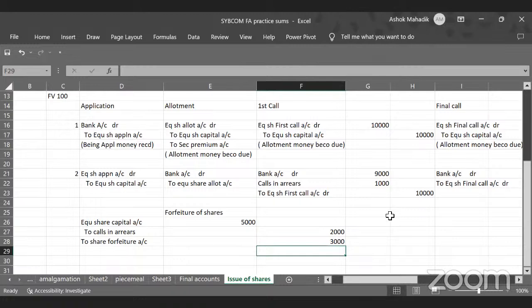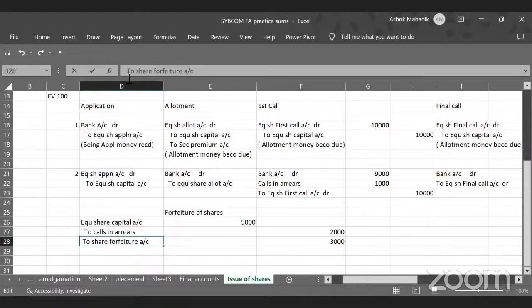So when a share is forfeited, very simple. Debit share capital account. Share capital is always credit in all the entries, but when a share is cancelled, we have to cancel that capital, so we are debiting it. Clear? Very simple logic. Calls in arrears were on the debit side because we had to receive them. We have to recover those. Debit indicates asset. So we had to collect that 1,000 rupees plus 1,000 on the second call. But when we cancel it, do we retain any right to recover those? No. So we have to now cancel that right of calls in arrears. So we are crediting calls in arrears now.